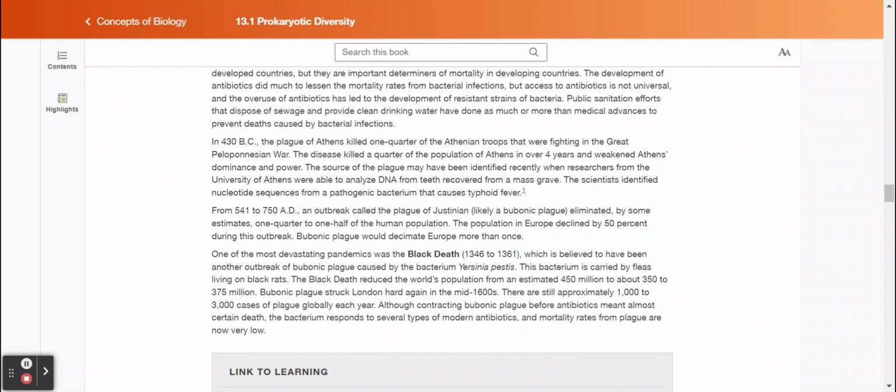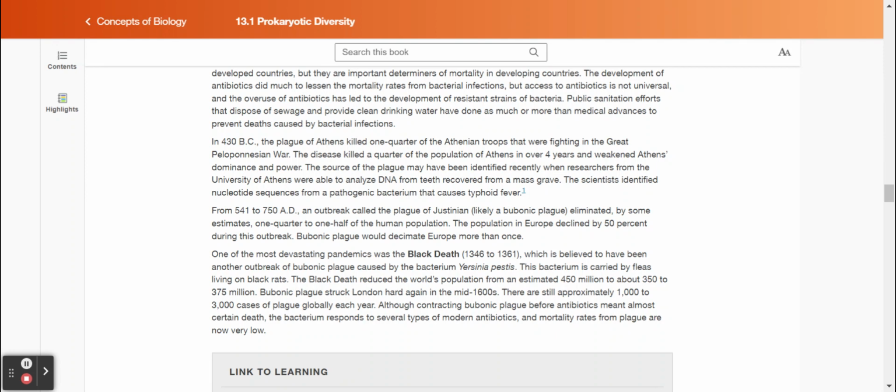In 430 BC, the plague of Athens killed 1/4 of the Athenian troops that were fighting the Great Peloponnesian War. The disease killed 1/4 of the population of Athens in over 4 years and weakened Athens' dominance and power. The source of the plague may have been identified recently when researchers from the University of Athens were able to analyze DNA from teeth recovered from a mass grave. The scientists identified nucleotide sequences from a pathogenic bacterium that causes typhoid fever.